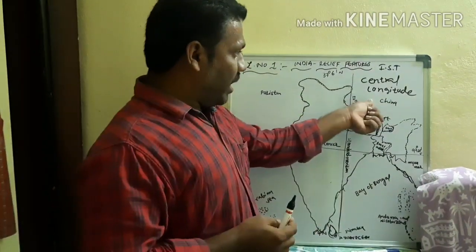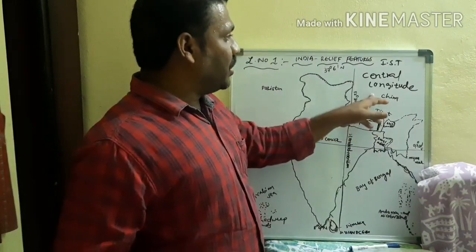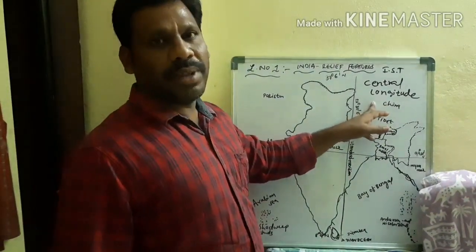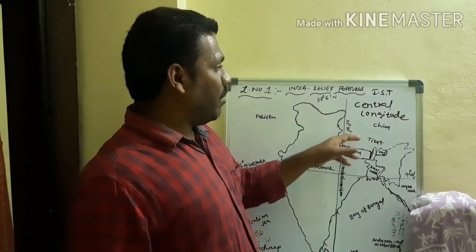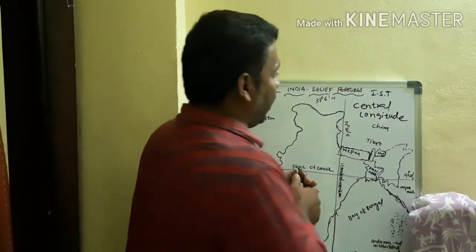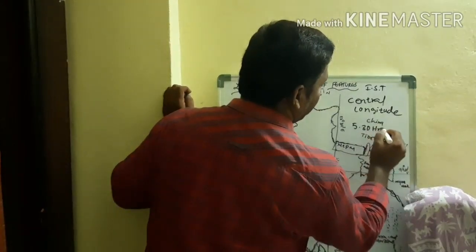When you compare IST and GMT, GMT means what? Greenwich Mean Time. IST means Indian Standard Time. When you compare IST and GMT, we have a 5.5 hours difference. How much? 5.5 hours difference.